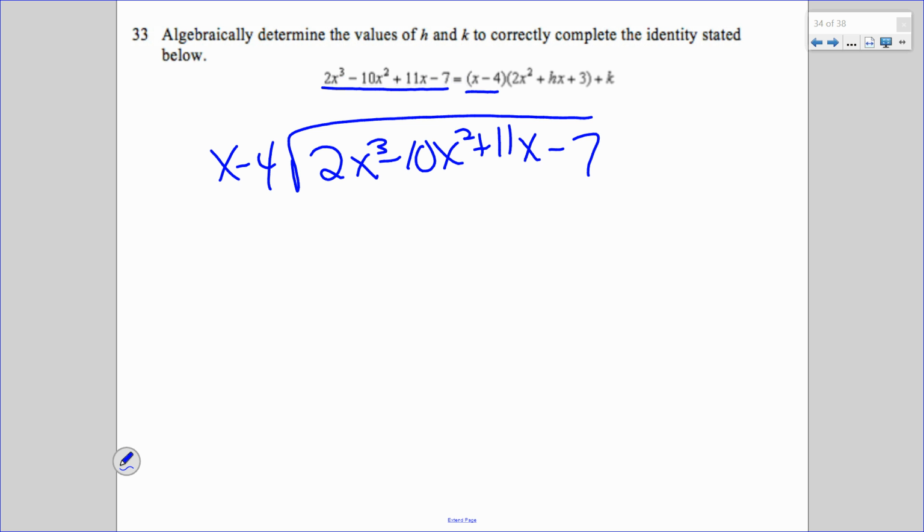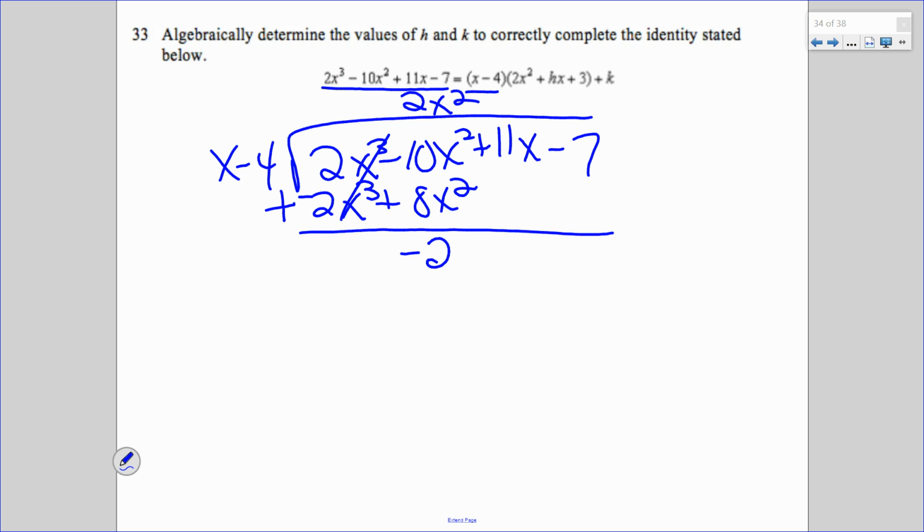Again, divide. When I divide these, I get 2x squared. Multiply: 2x to the third minus 8x squared. Subtract. Keep, change. Bring down. Next cycle. Divide. Negative 2x squared divided by x is negative 2x. Multiply: negative 2x squared plus 8x. Subtract. Keep, change.